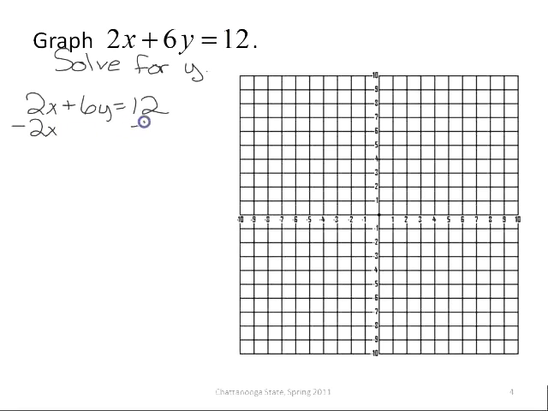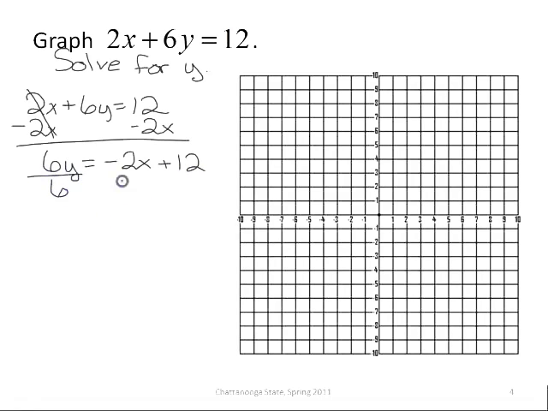That means I need to subtract the 2x from both sides. The 2x is in the way over here, so I get rid of it on the left side. That leaves me with just 6y on the left, but it gives me negative 2x plus 12 on the right side.